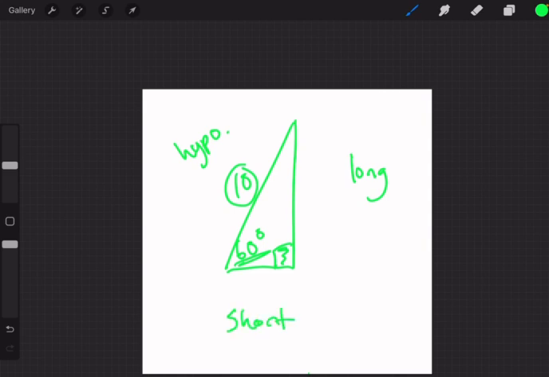From the hypotenuse, to get the short leg, all you need to do is divide by 2. So 10 divided by 2 is 5. So we know that our short leg is 5. Now, to get the long leg, all you need to do is take the short leg and multiply it times the square root of 3. So 5 times the square root of 3 is our long leg.